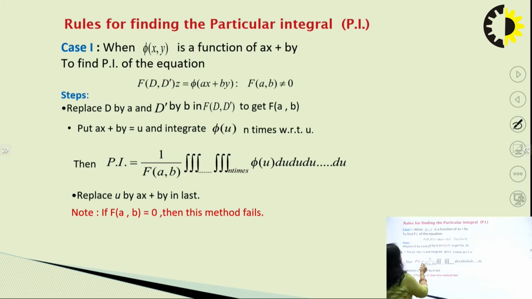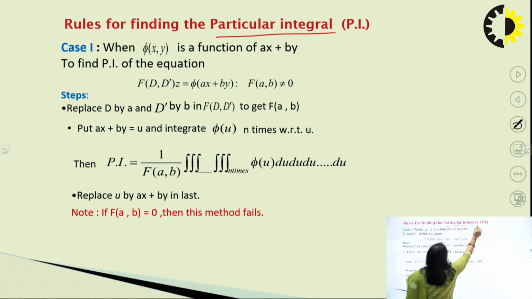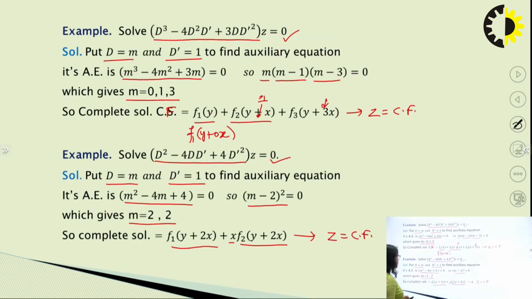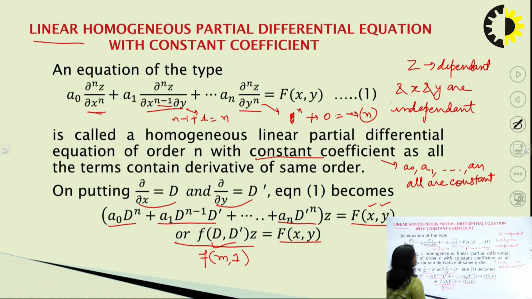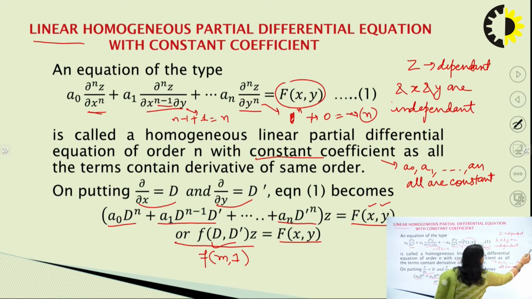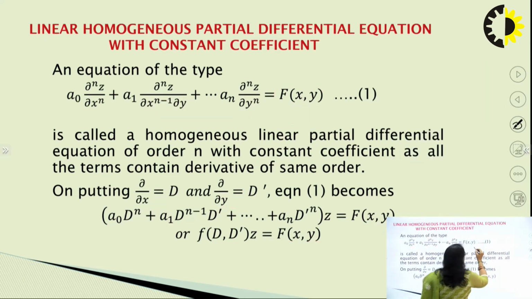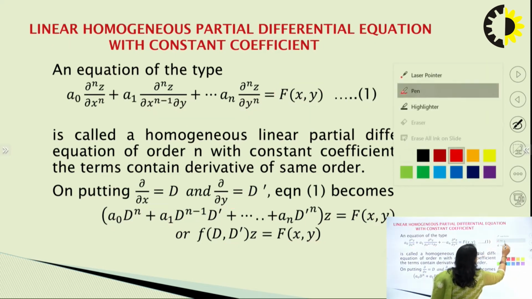So let us discuss rules for finding the particular integral. Particular integral is a solution we consider when we have the right hand side function as some function of x and y. Like we have already discussed in the previous slides, this right hand side can be some function of x, y. So we have already discussed this. So this is some function of x and y.